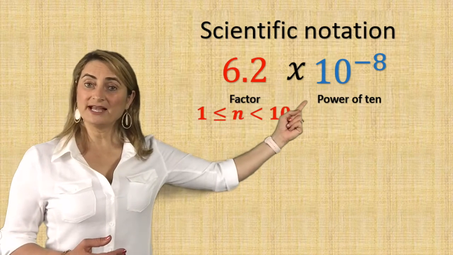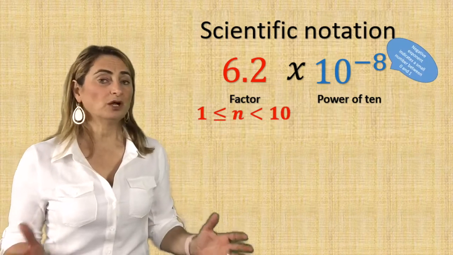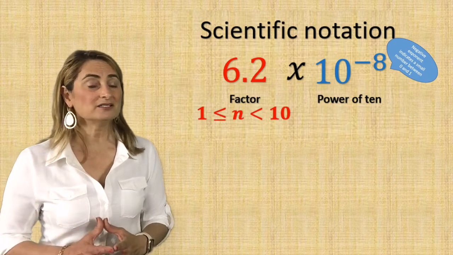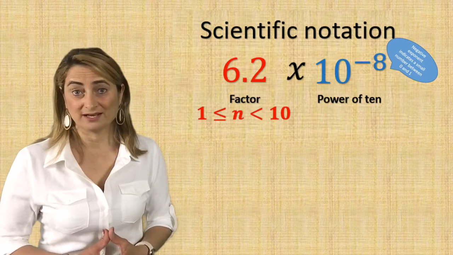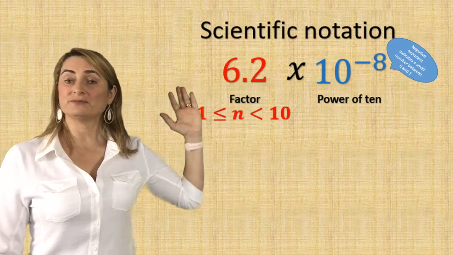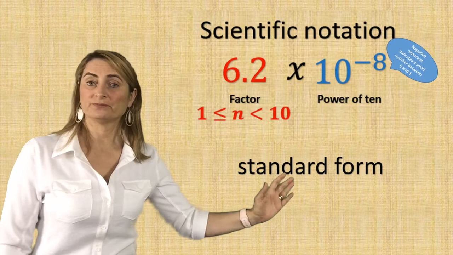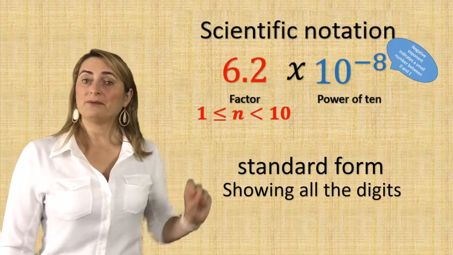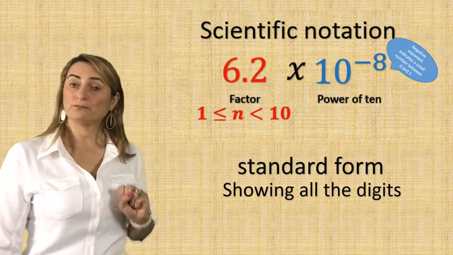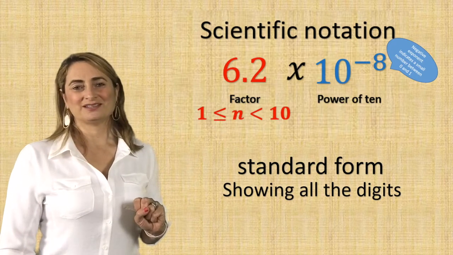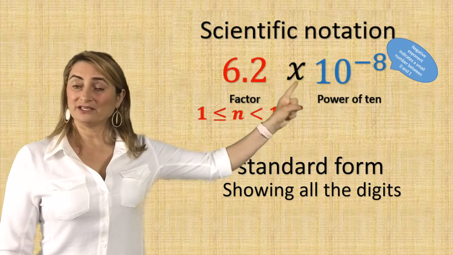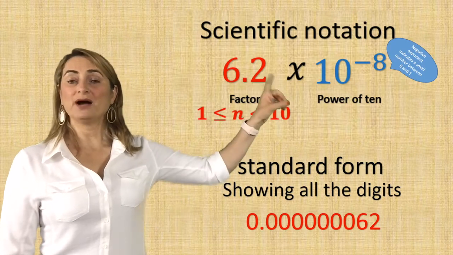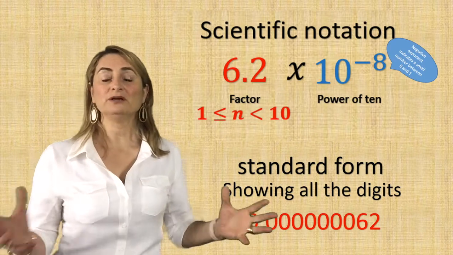If that exponent is negative, it only means this is a small number between 0 and 1. If the exponent is positive, that means it's a huge number more than 10. Now, what if we need to write the number from scientific form notation to standard form? Showing all the digits. We did that by moving the decimal and fill out empty spaces with zeros. If you have a negative exponent, that means you have a very small number between 0 and 1. If you have a positive exponent, that means you have a bigger number, more than 10.